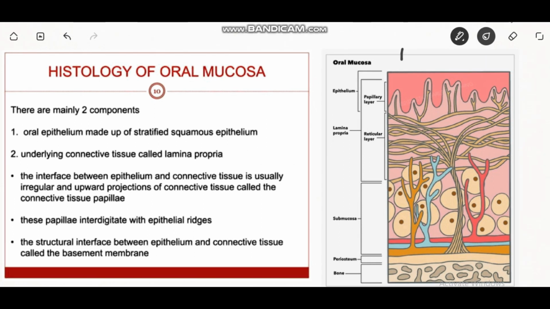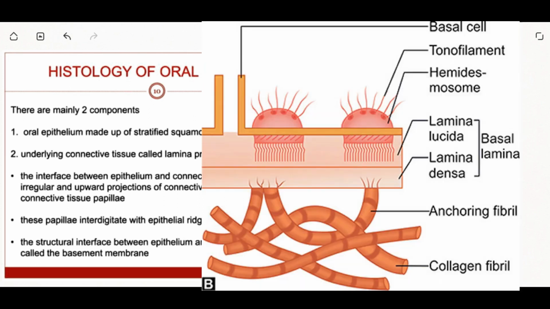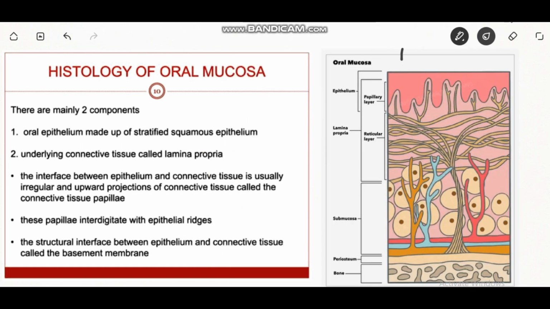So the basal lamina is made up of a clear zone, known as lamina lucida, just below the epithelial cells, and a dark zone known as lamina densa, which is present below the lamina lucida and adjacent to the connective tissue. The lamina lucida will contain type 4 collagen. The lamina densa is made up of type 4 collagen.